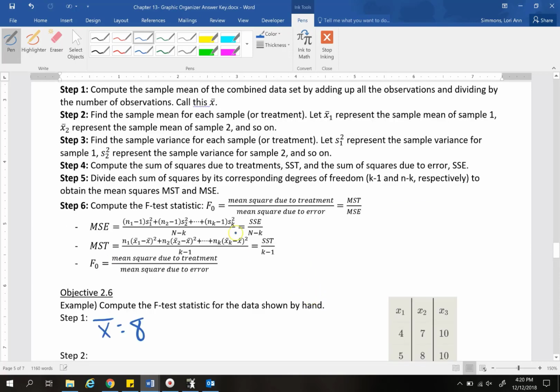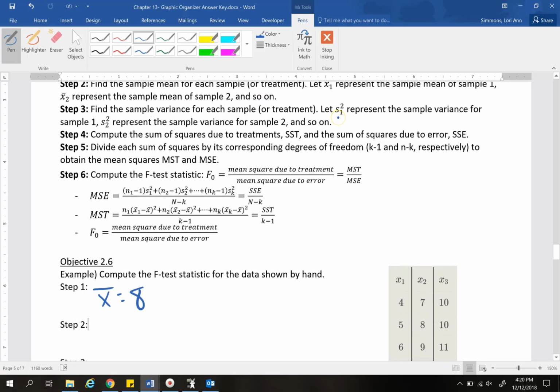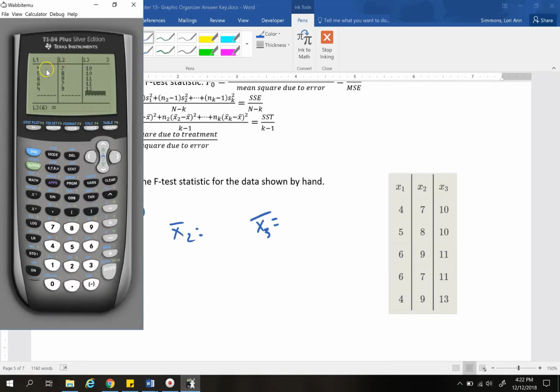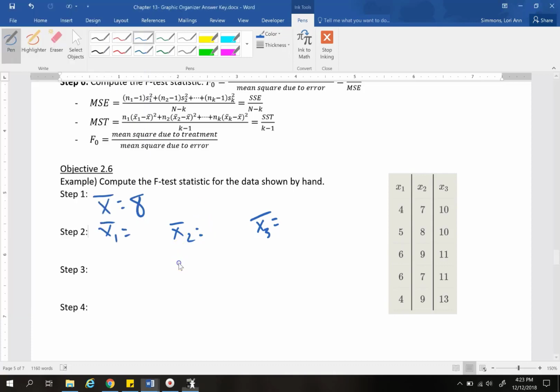Step 2, find the sample mean for each sample. Let X bar sub 1 represent the sample mean of sample 1, X bar sub 2 for sample 2 mean, and so on. I have typed the list into list 1, 2, and 3 for the corresponding samples. Now if you recall from number 1 on our calculator sheet, the 1-var stats will give you the mean, the standard deviation, your sample size, etc. on that page. So X bar is 5.